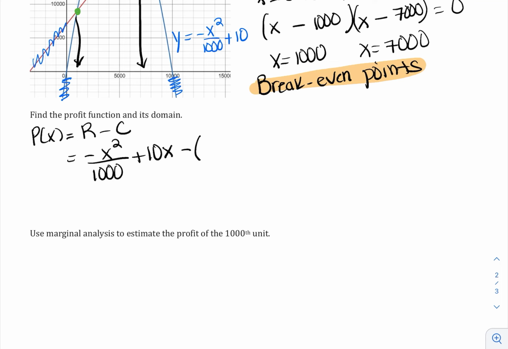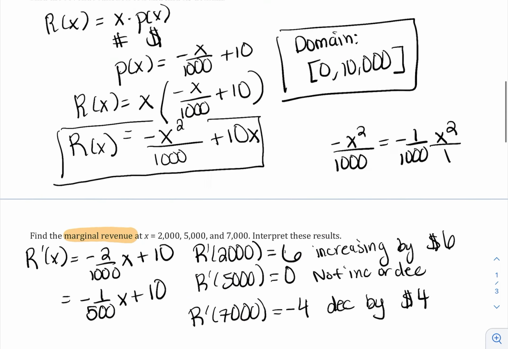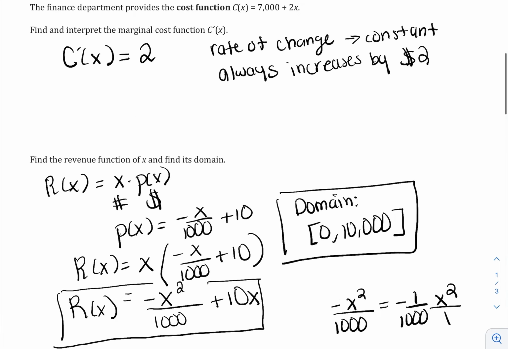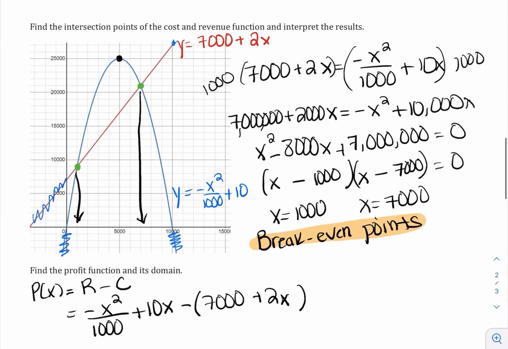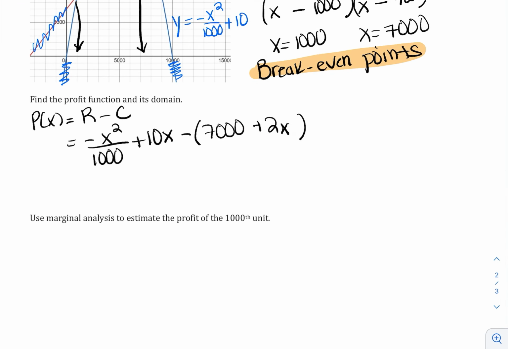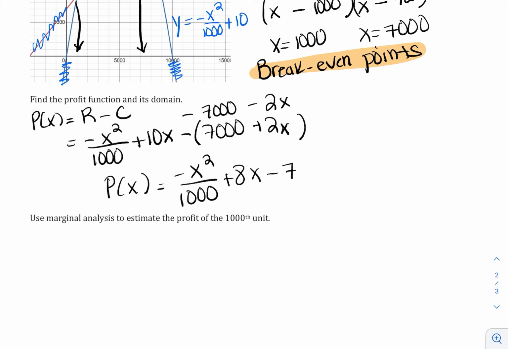Minus, and don't forget to put your cost. My cost was 7,000 plus 2x. Maybe right before I go on, let me just make sure of that. Plus 10x. Looks good. Okay. So now I'm going to distribute my negative. So that's going to become negative 7,000 and negative 2x. And then I can combine like terms. I only have 2 like terms, which is the one with the x. And so that's going to become a positive 8x and a minus 7,000. So here's my profit function.